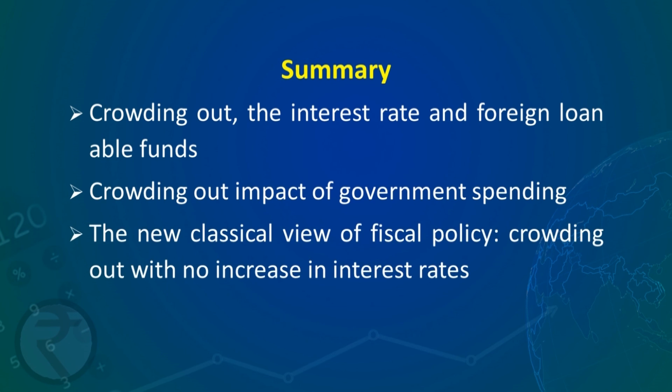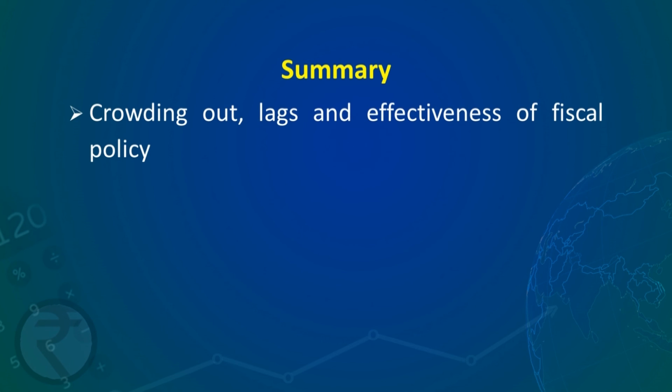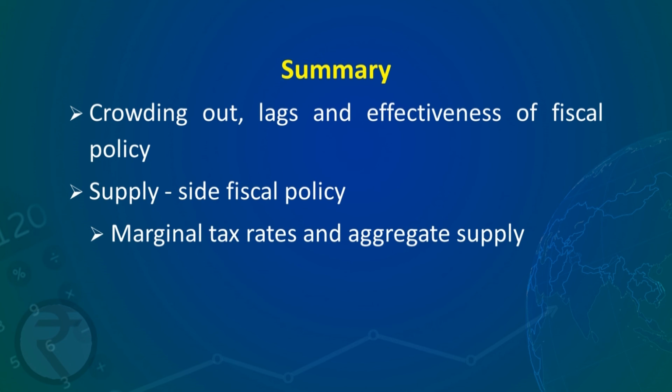We also discussed the new classical view of fiscal policy, crowding out with no increase in interest rates. We have also seen how the lags in fiscal policy make it ineffective. Crowding out, lags and effectiveness of fiscal policy have been talked about. The supply side of fiscal policy has also been discussed, and we saw how there is an effect on aggregate supply because of the marginal tax rates.